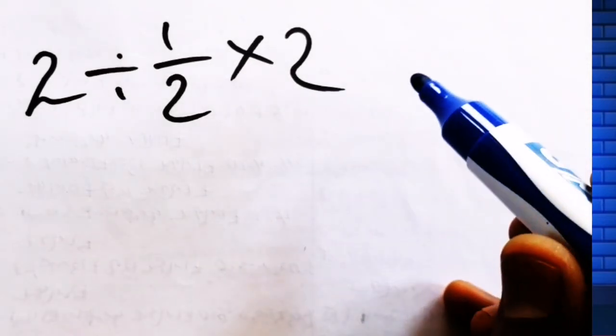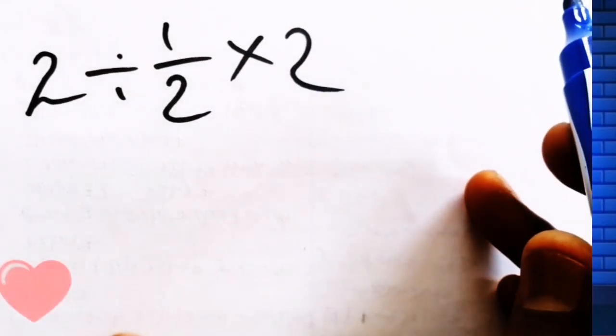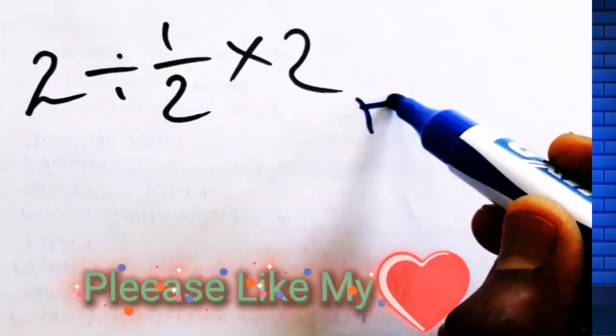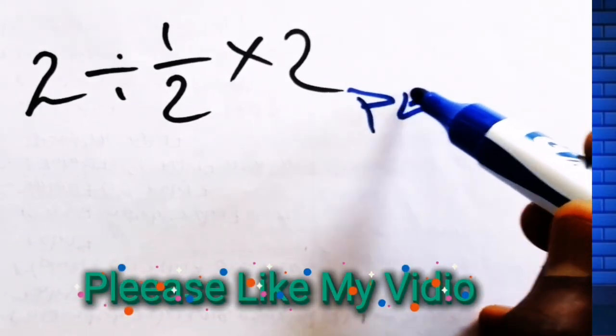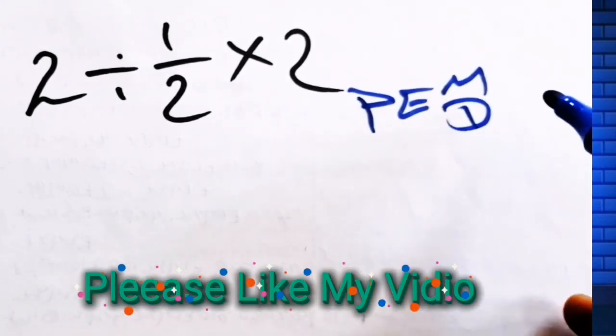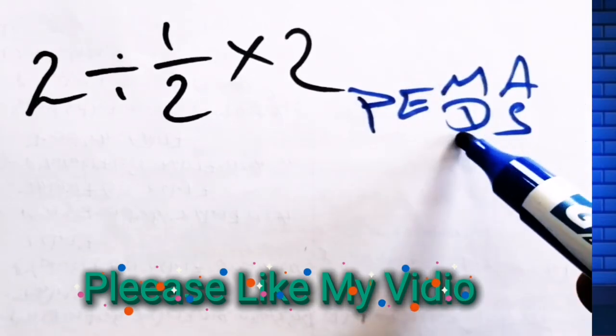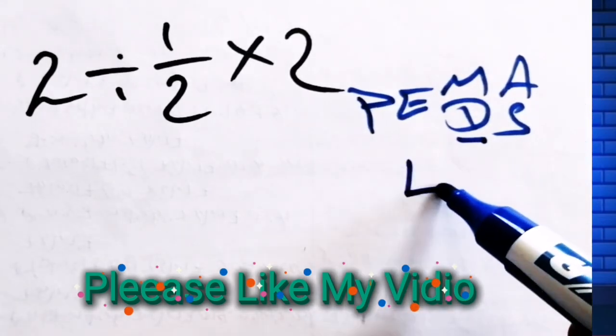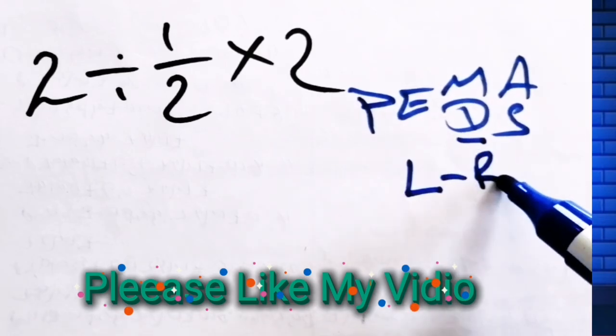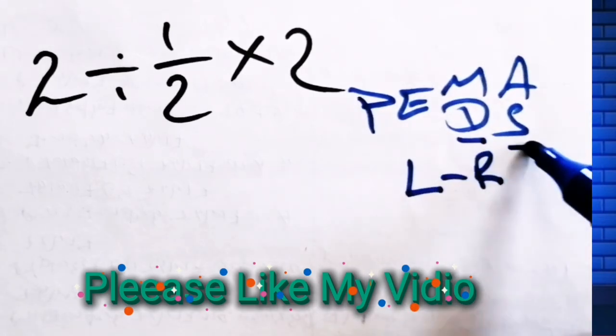According to the order of operations, PEMDAS, first we have to do parentheses, then exponents, then multiplication or division, and finally addition or subtraction. Remember that multiplication and division have equal priority, so work from left to right. The same applies to addition and subtraction.